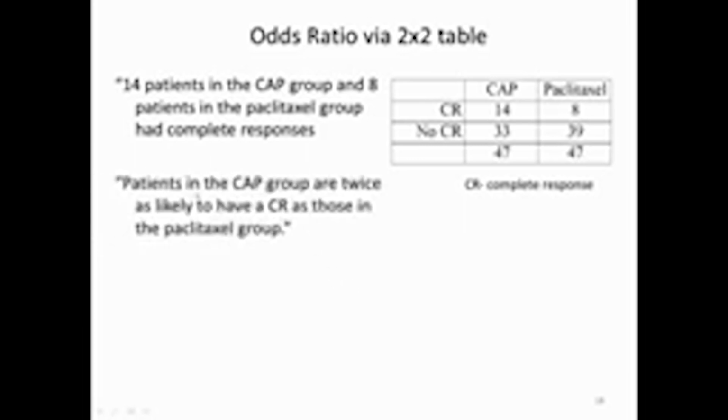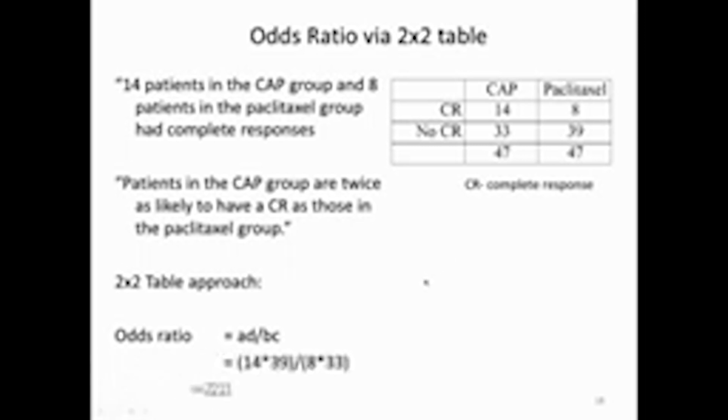Obviously, if you look at the odds ratio of 2, how do you name it? Patients in the CAP group are twice as likely to have a complete response as those in the paclitaxel group, and you get the same answer: 14 into 39 divided by 33 into 8, that will give you 2.1. So the statement you make is that patients in the CAP group are twice as likely to have a complete response when compared to the paclitaxel group.